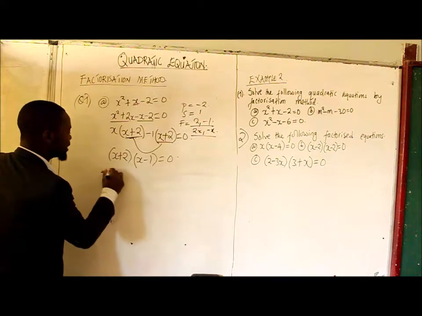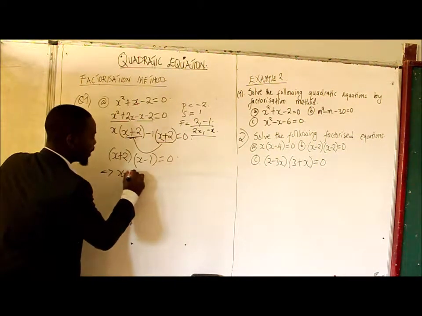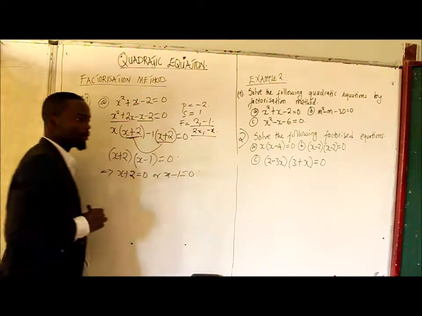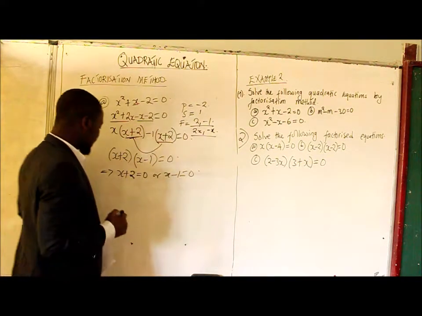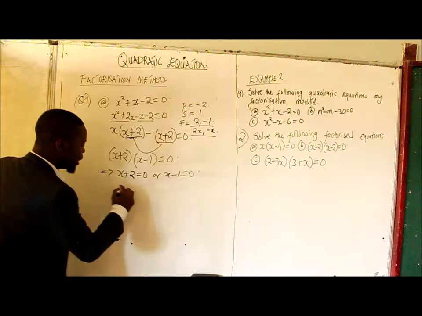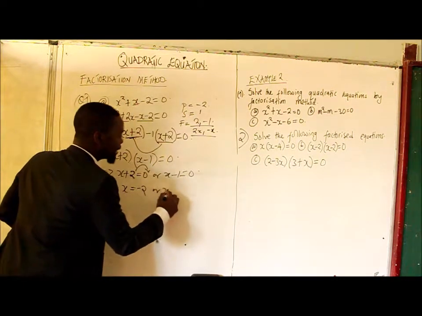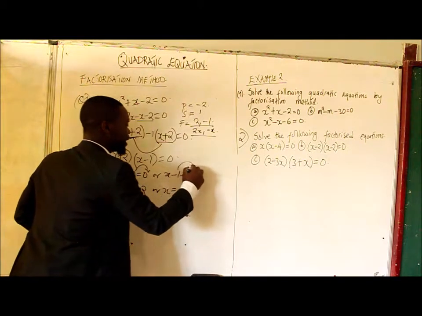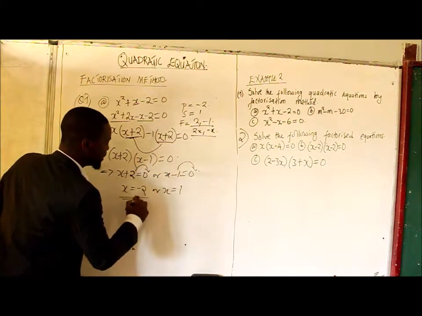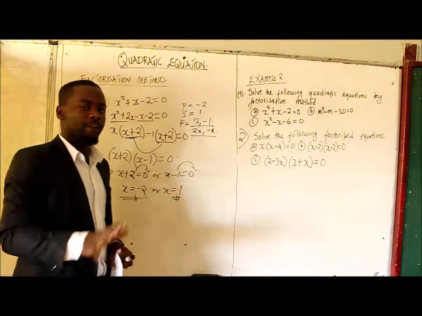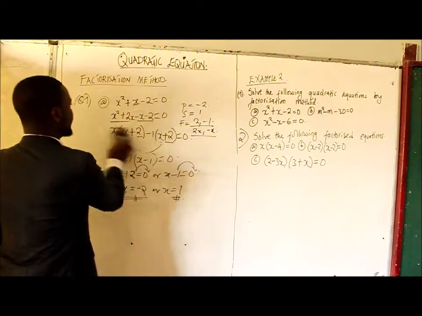So this implies that x plus 2 is equal to 0, or x minus 1 is equal to 0. So from here, let's calculate our value of x. So x is equal to negative 2 when this 2 comes this side, or x is equal to positive 1 when negative 1 comes this side. So this is the value of x. This is the value of x. Very simple. Let's go to b.